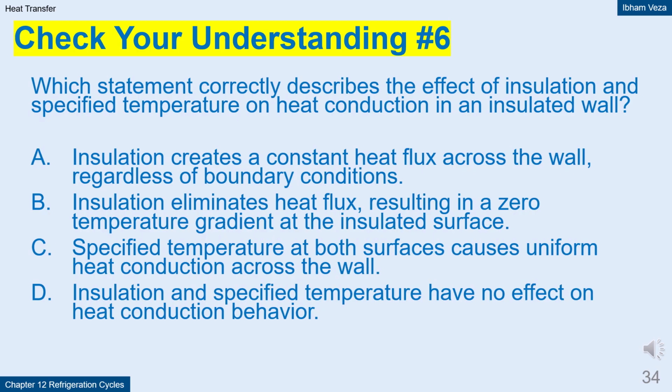Insulation eliminates heat flux at one surface, so there is no constant heat flux across the wall. C. Incorrect. Specified temperature at one surface, not both, defines the boundary condition and does not result in uniform conduction across the wall. D. Incorrect. Insulation and specified temperature significantly affect the heat conduction behavior by defining boundary conditions.